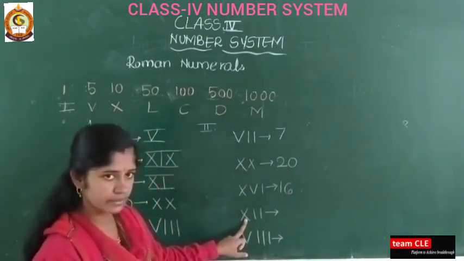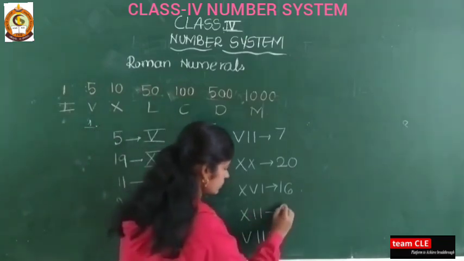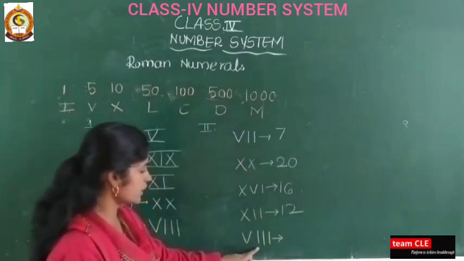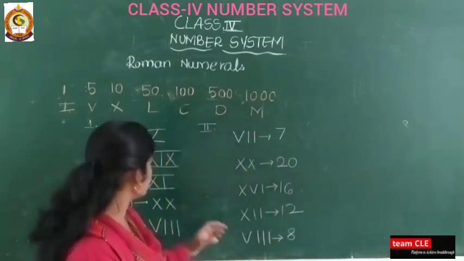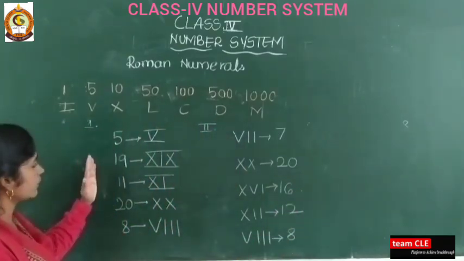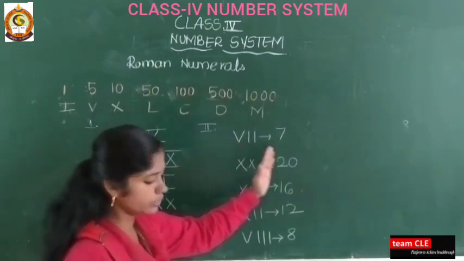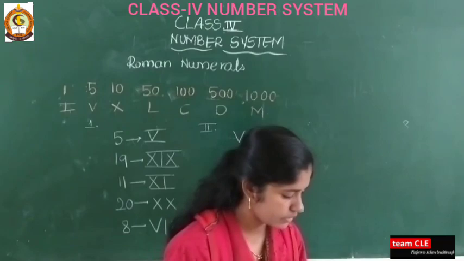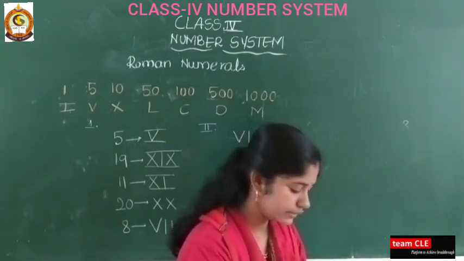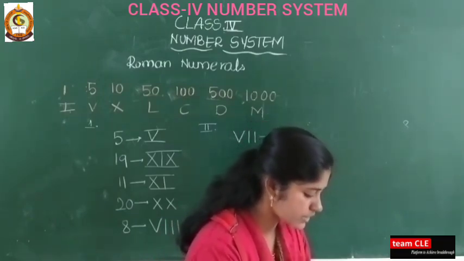Next, X, 10, 11, 12. Next, 5, 6, 7, 8. Here what is there? 8. So here I wrote Hindu Arabic to Roman, Roman to Hindu Arabic. Now it is practice time for you. Clear? Then here some more questions are there.